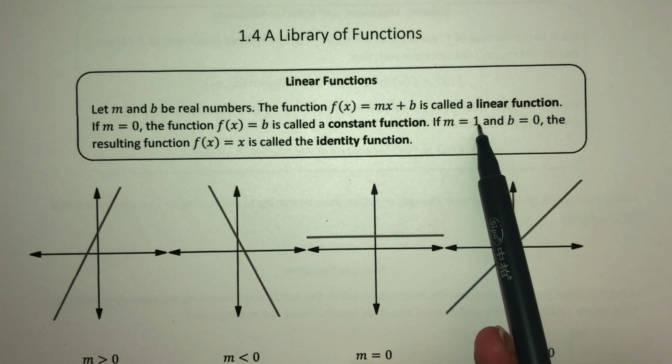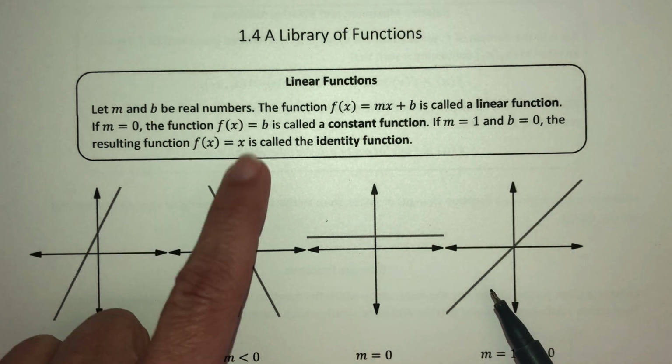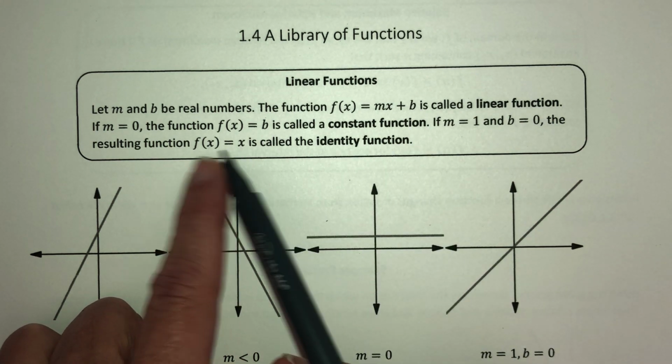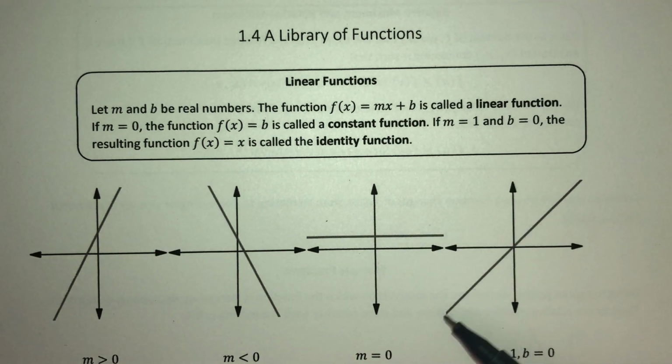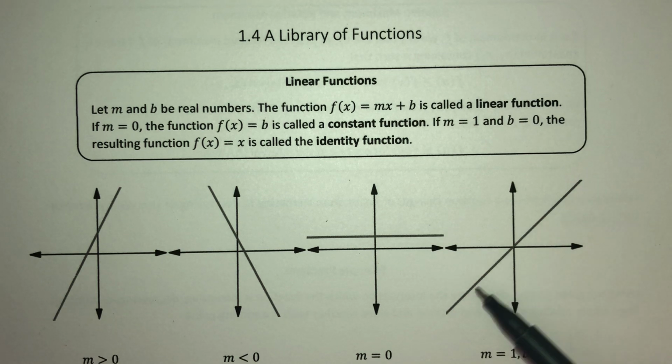If our slope is 1 and our y-intercept is 0, which is specifically this case, when you plug in 0 for b, you get this function. This is called the identity function. So identity function looks like this. It basically bisects quadrants 1 and 3.